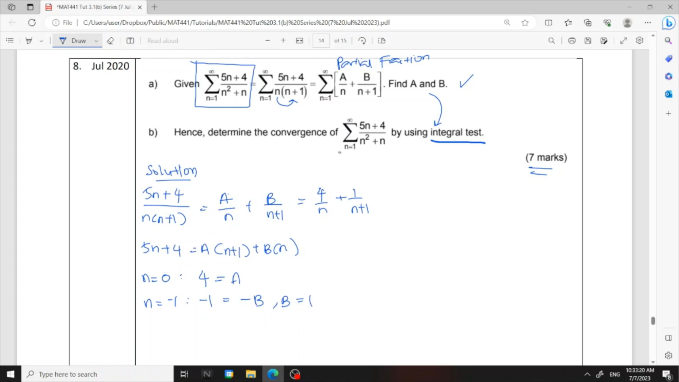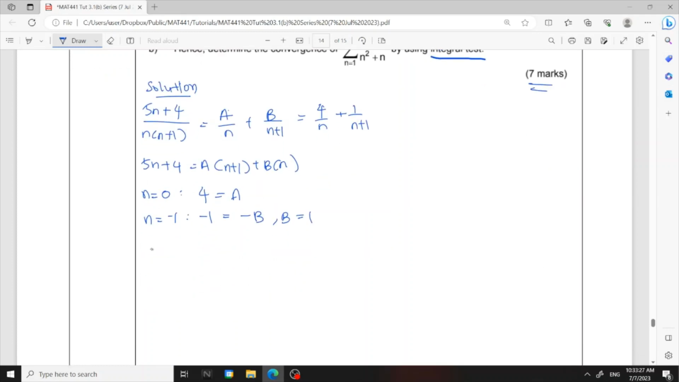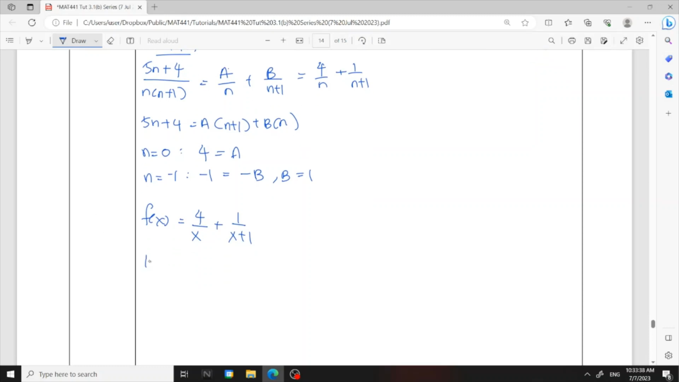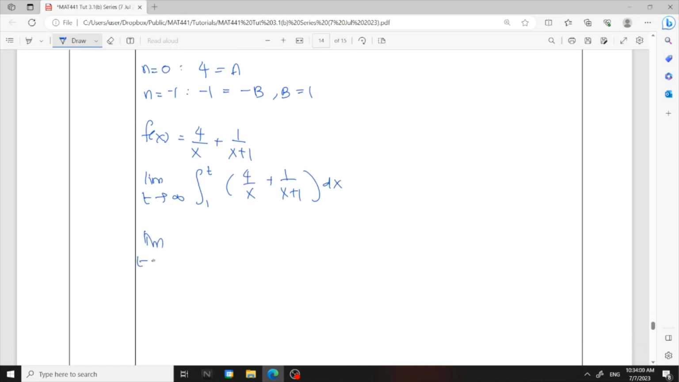And then determine the convergence of this series using the integral test. Since we have done the partial fractions, we can separate it. First define f(x) as 4 over x plus 1 over x plus 1. To use the integral test, limit as t approaches infinity of the integral from 1 to t of 4 over x plus 1 over x plus 1 dx. We get 4 natural log x plus natural log of x plus 1, from 1 to t.